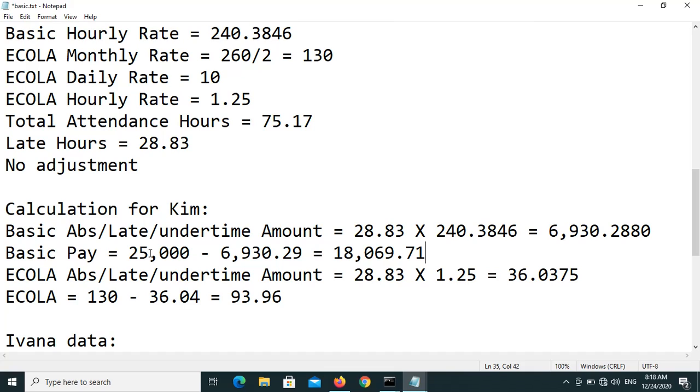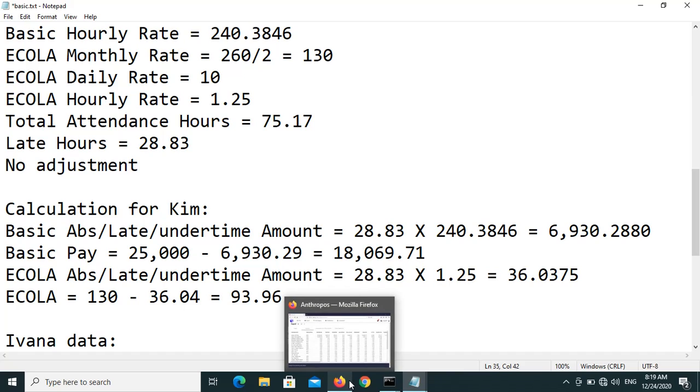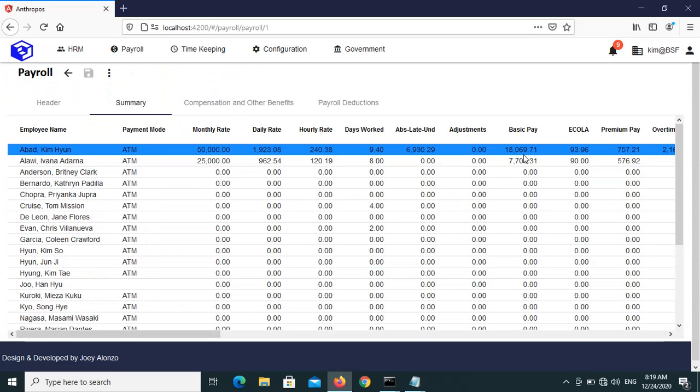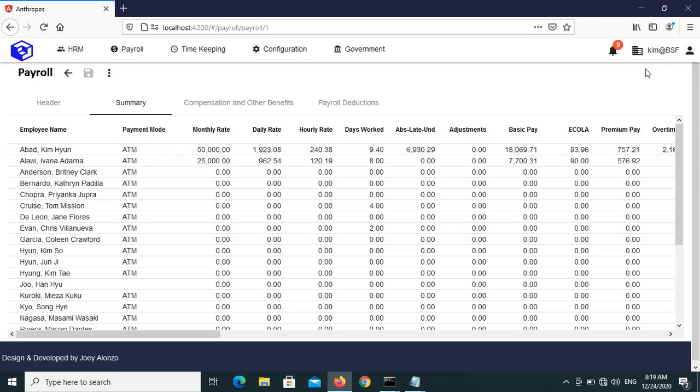Okay. Now to calculate for basic pay, all you have to do is to get the half of the monthly rate, since it is semi-monthly, minus 6,930.29, which is the absences, late, and undertime. So since there is no adjustment, we will not do anything about that. So the amount is 18,069.71, which if we go to the payroll, it is 18,069.71. So that's how basic pay is calculated for monthly employee.